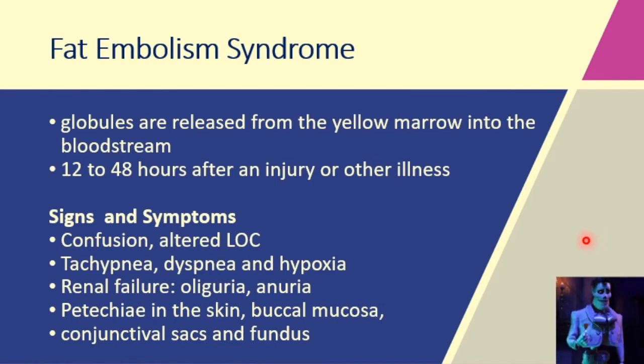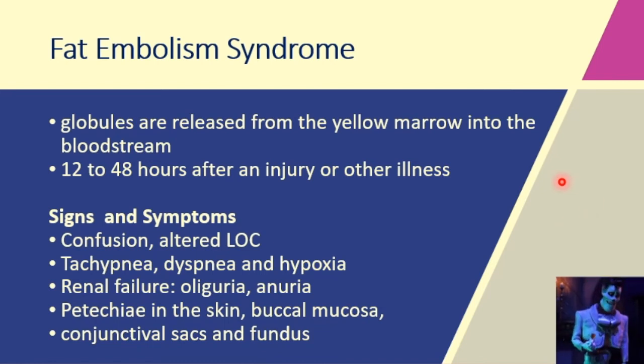That happens if the emboli would clog up your respiratory blood vessels, such as, for example, your pulmonary artery. Then you have your renal failure. That is, if your emboli would be going towards your kidney, resulting in acute kidney injury, oliguria, and anuria. There will be presence of petechiae in the skin and buccal mucosa, and then conjunctival sacs and fundus. Okay, especially class, if the clot, or the emboli, will be clogging up your conjunctiva or your eyes.